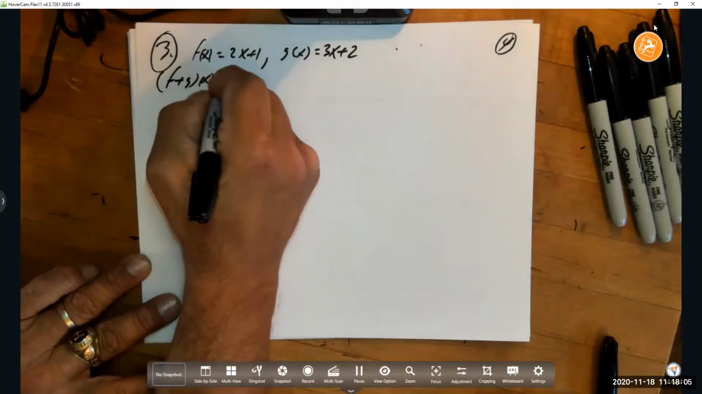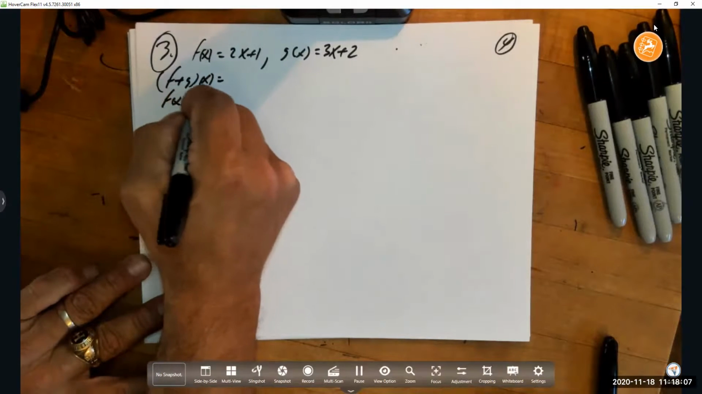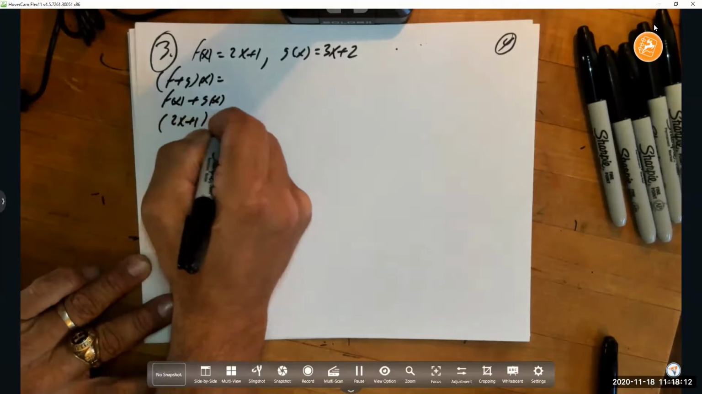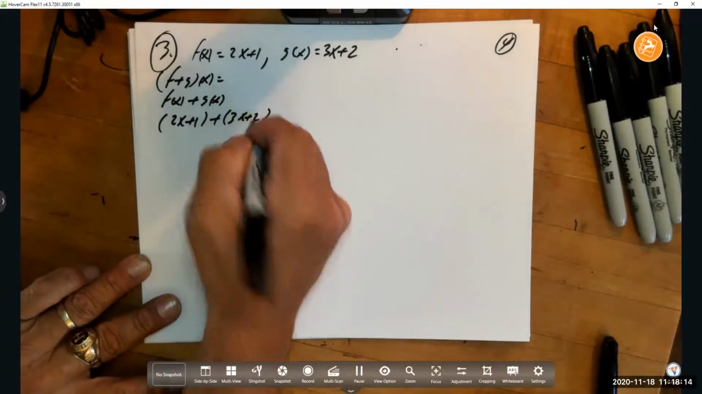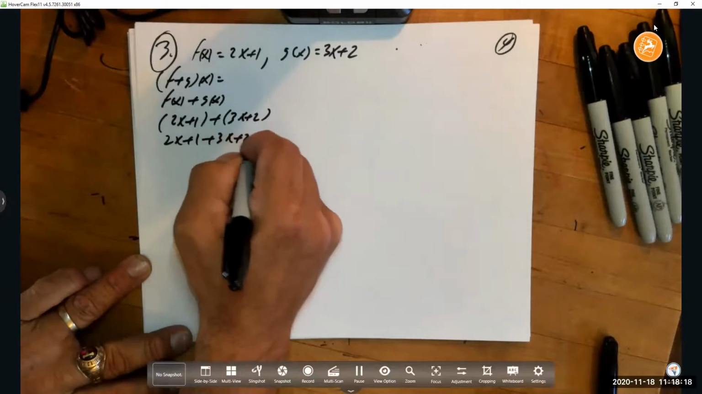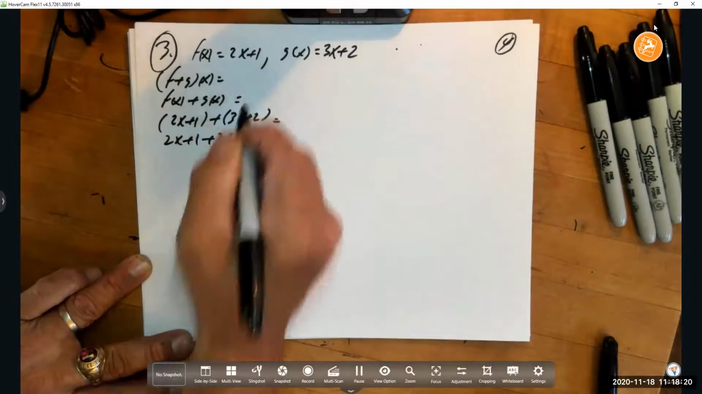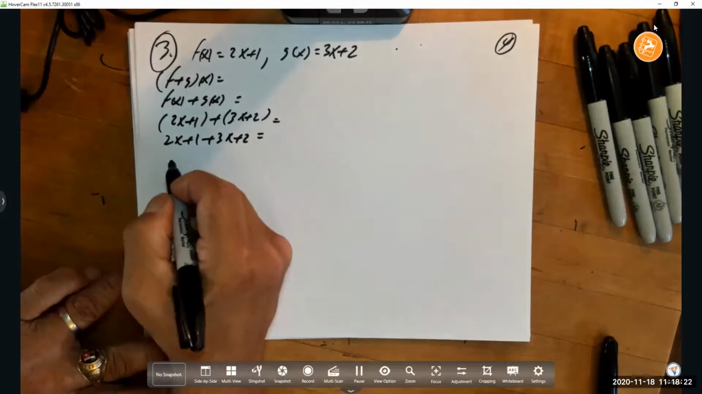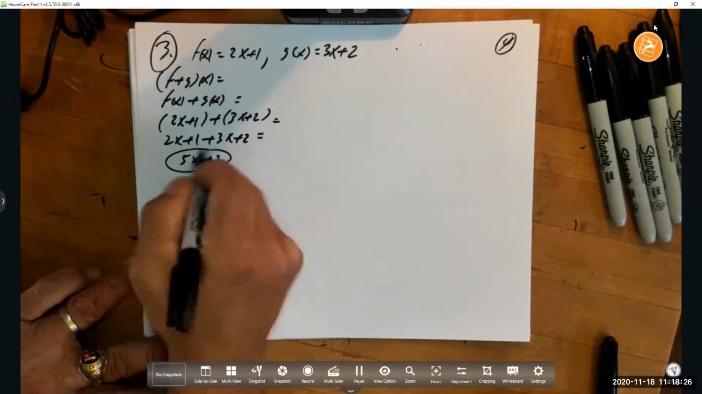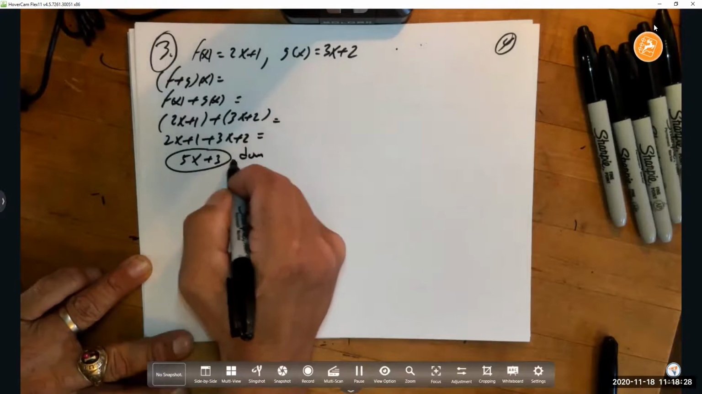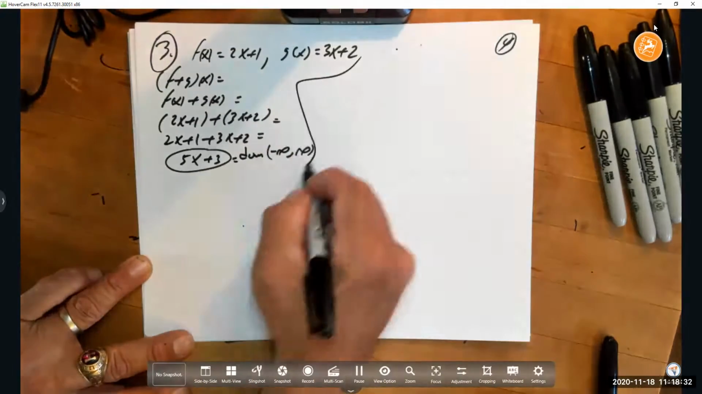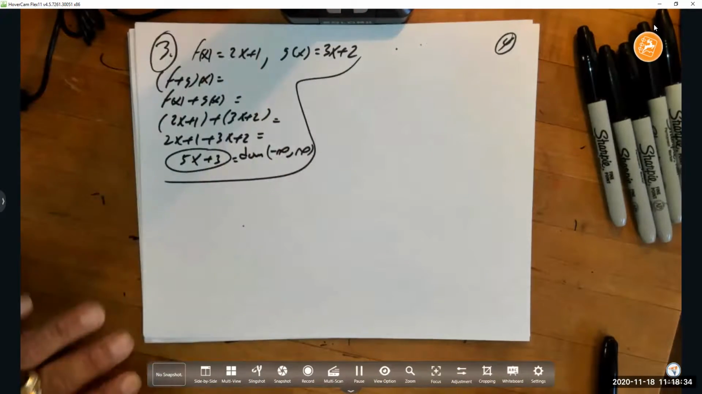So f plus g of x means add them together. So you're going to go 2x plus 1 added to 3x plus 2. So 2x plus 1 plus 3x plus 2. So that's going to give you 5x plus 3. And the domain is just going to be negative infinity to infinity, because any number you want to put in there works fine. That's 3a.